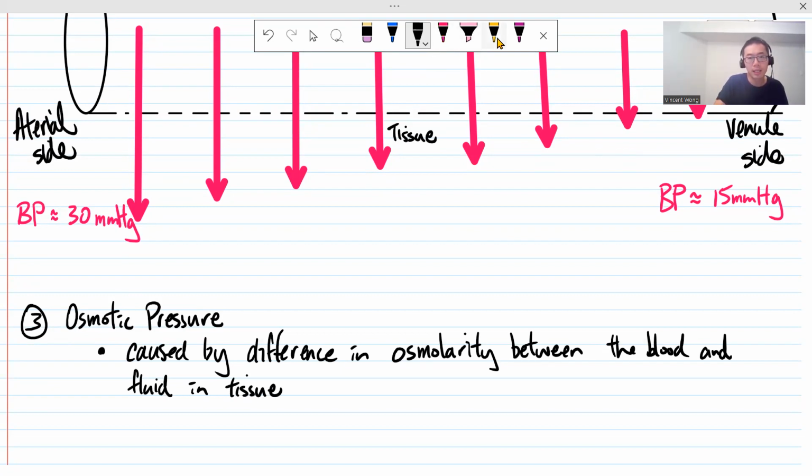Okay. Now I'm gonna keep it very simple here. What is osmolarity? Basically, the concentration.